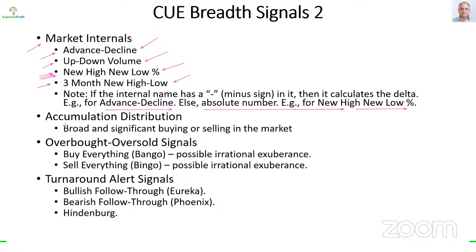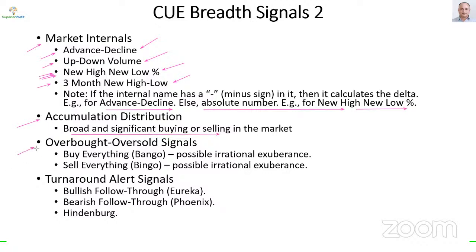Naming was intentional. Then we have another category of breadth signal, accumulation distribution. It is not custom index. It is not moving average related calculation. It's not market internal. It is accumulation distribution unique to Q systems. They show broad and significant buying. It has to be broad and has to be significant, both buying or selling in the market. Buying will show as accumulation, selling will show as distribution. That's another category.